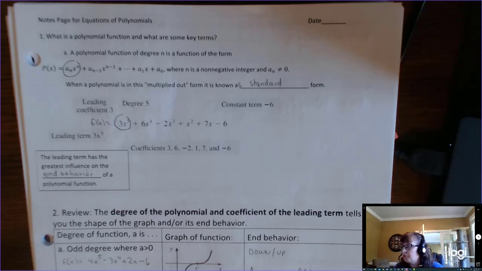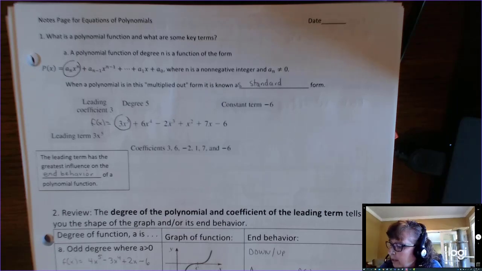In this lesson, we're going to learn how to write the equation given the graph of a polynomial function. So what we need to do first, I've kind of filled in the note sheet because this is actually review. We did this note sheet in Unit 1, so you could rewatch that video.